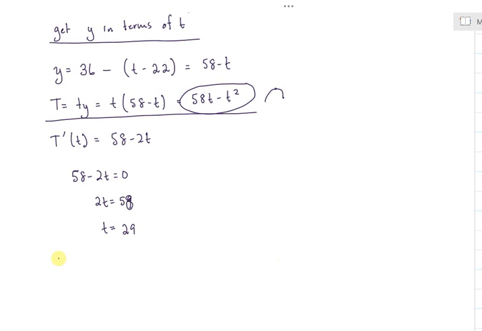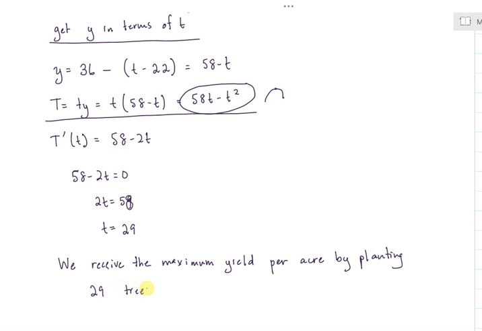So here's my answer in the form of a sentence. We receive the maximum yield per acre by planting 29 trees per acre.